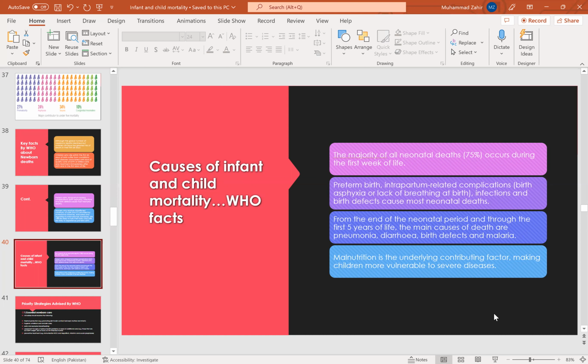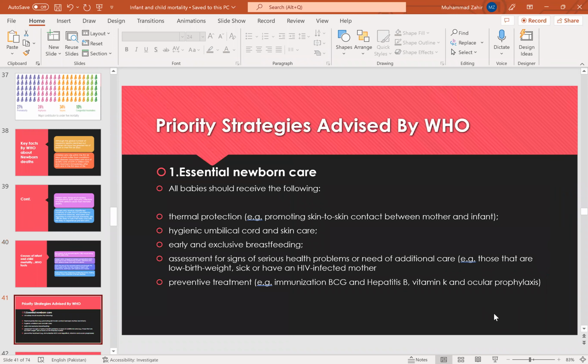But from the end of the neonatal period and through the first 5 years of age, the main causes of death are pneumonia, diarrhea, birth defects, and malaria. Malnutrition is an underlying contributing factor, making children more vulnerable to severe diseases. So priority strategies advised by WHO, number one, is essential newborn care.